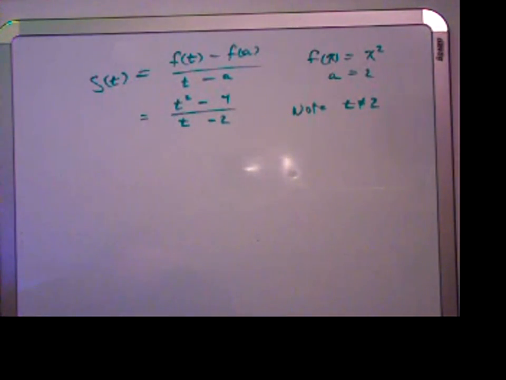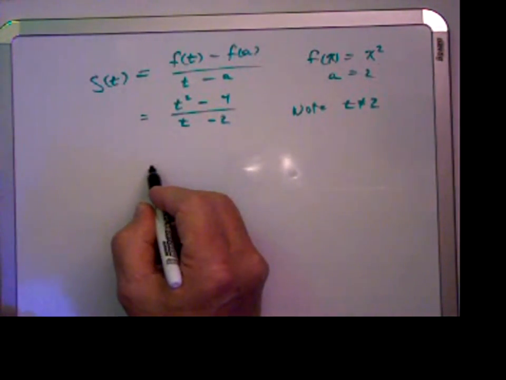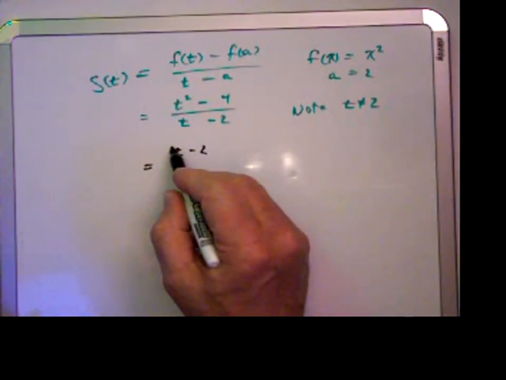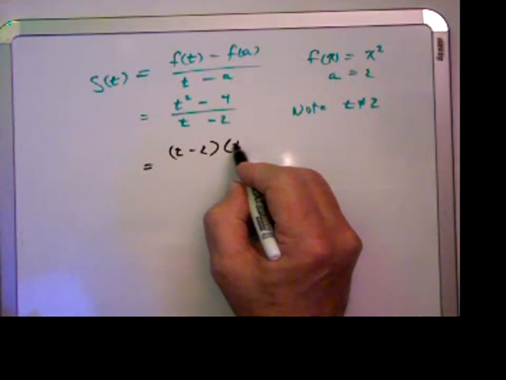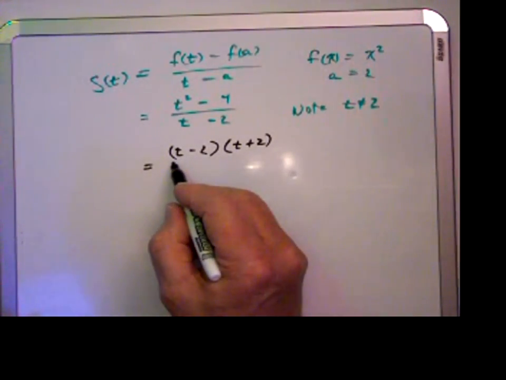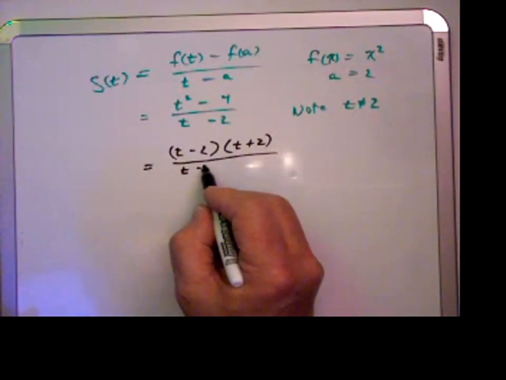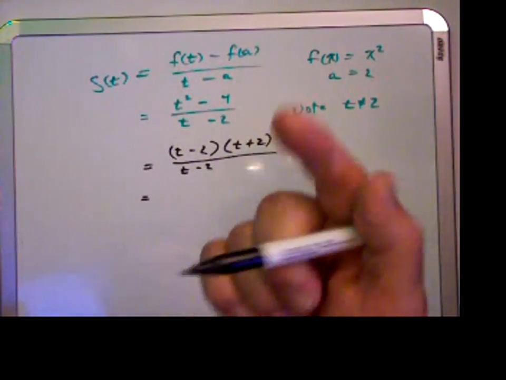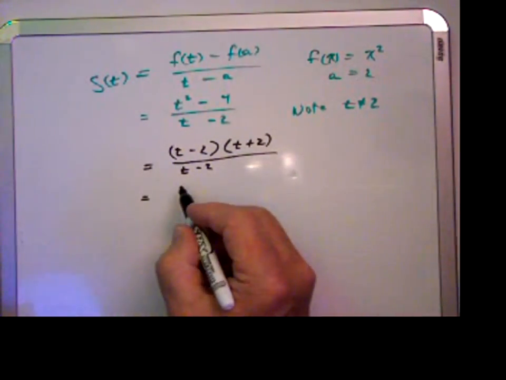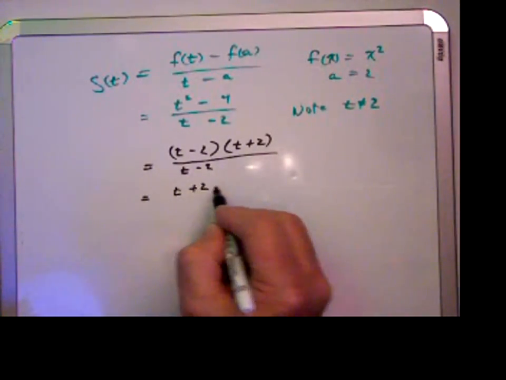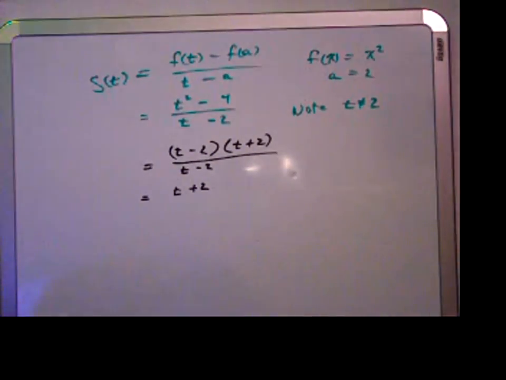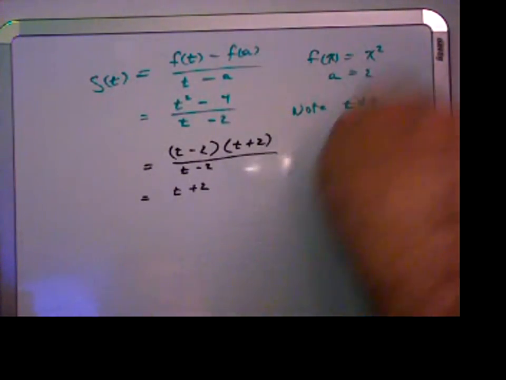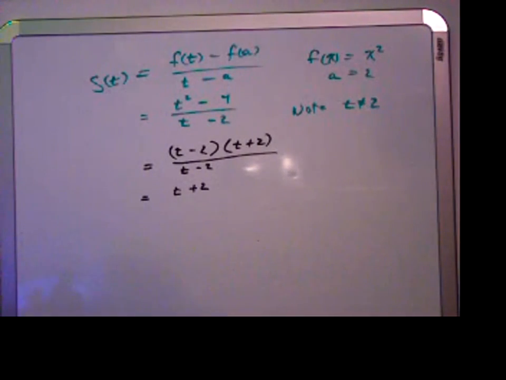So what we want to do is factor the numerator. It's t minus 2 times t plus 2, a difference of two squares, over t minus 2. This equals t minus 2 divided by t minus 2, which is 1, times t plus 2, which is t plus 2. And that's true no matter where t is on the parabola y equals x squared, as long as it's not equal to 2.